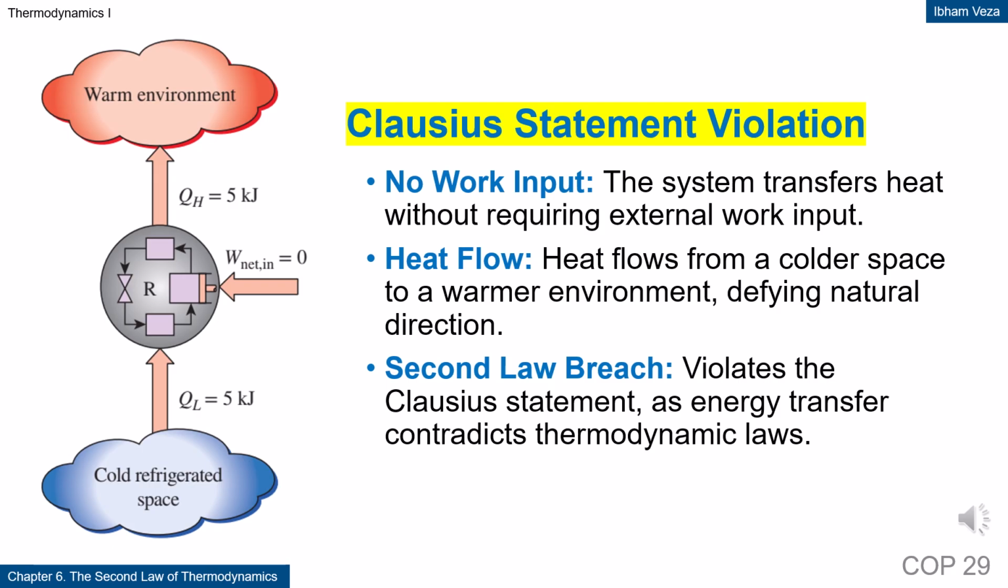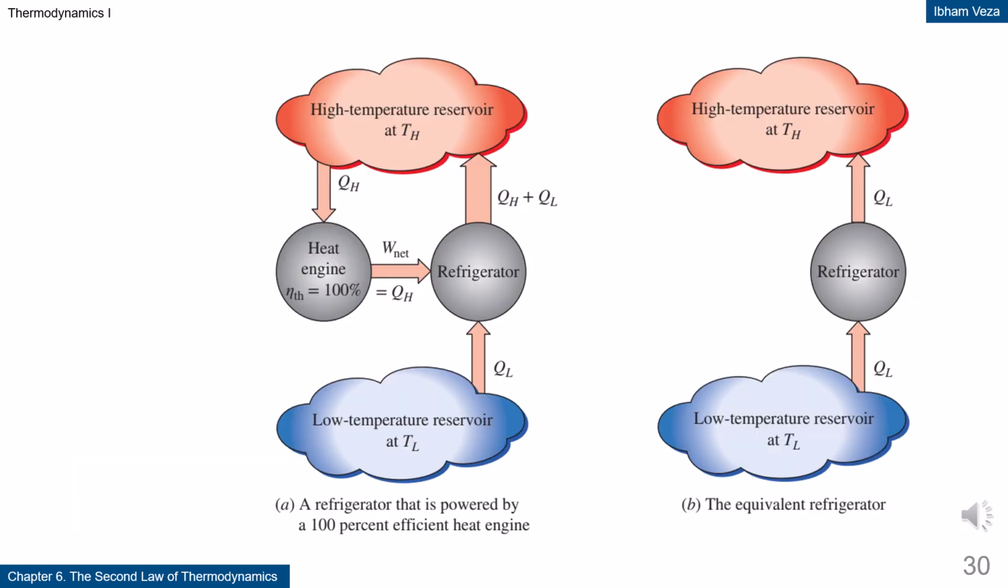Clausius statement violation. If there were a system that transfers heat from cold to hot without work, it would violate the Clausius statement. Such a process never occurs in nature. This is a fundamental limitation of the second law. All refrigerators and heat pumps always require work input. Without work, such heat transfer is impossible.